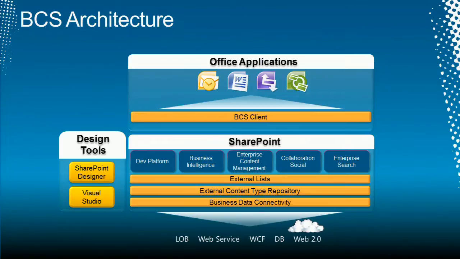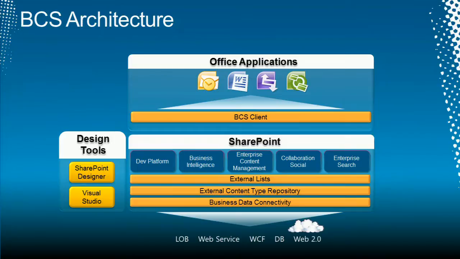But you have the Business Connectivity Services layers down there. So we have the business data connectivity, that's really the XML description of the connection, and that's going to be stored in an external content type repository within SharePoint 2010. But once we have that, then we can expose external lists on top of that. I'll go more into that in detail in just a little bit.